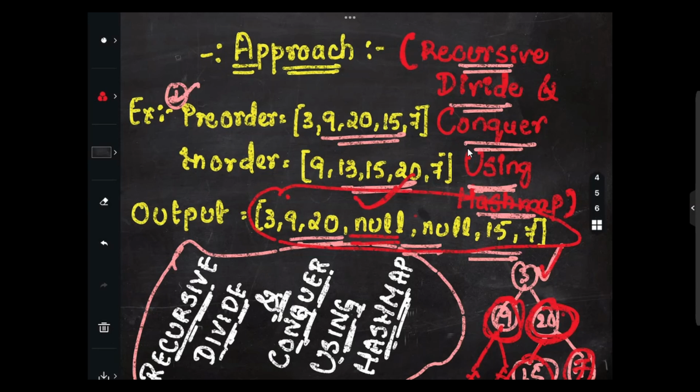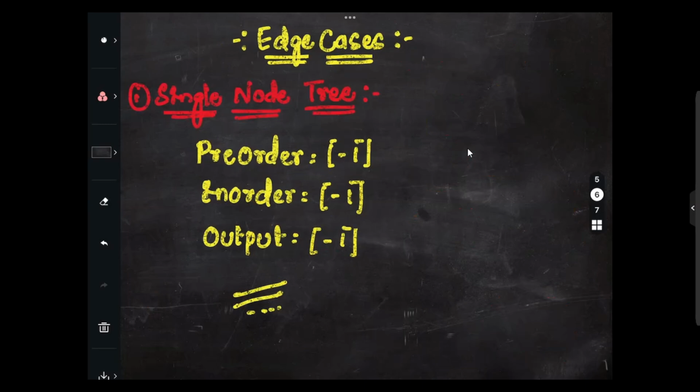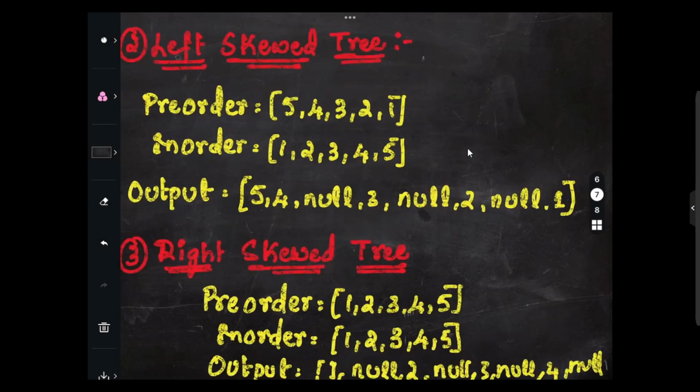Now, as we are familiar with the approach, let's discuss the edge cases quickly. The first edge case is the single node tree. In this case, pre-order is -1, in-order is -1, output will be -1 as well. We have already discussed this one. A tree with only one node results in itself as output. Just keep this in mind. They have given it in the example itself in the question.